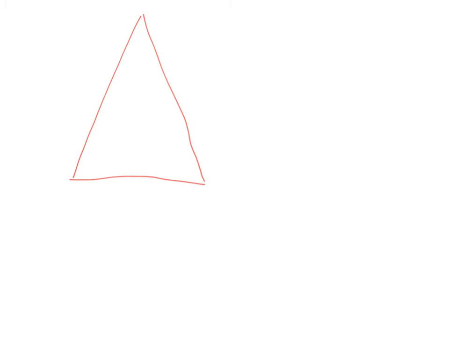Now I've got this triangle. This triangle is actually called an isosceles triangle because both of these sides have size 6. All right, so I have an isosceles triangle.